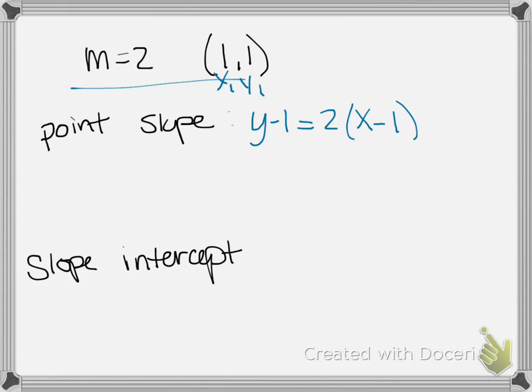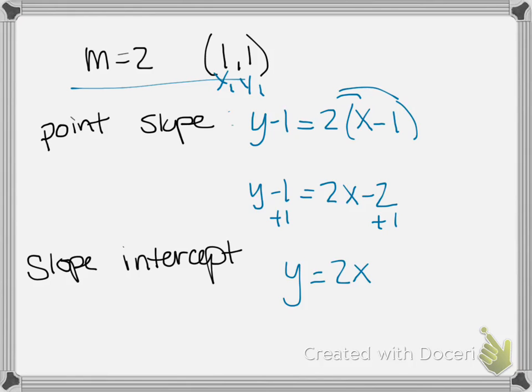Okay, I can actually go from this to slope-intercept by just solving it. So if I solved this to get my slope-intercept, I'd get y minus 1 equals 2x, 2 times negative 1 is negative 2. I add 1, so y equals 2x minus 1. So that's going to be my slope-intercept.